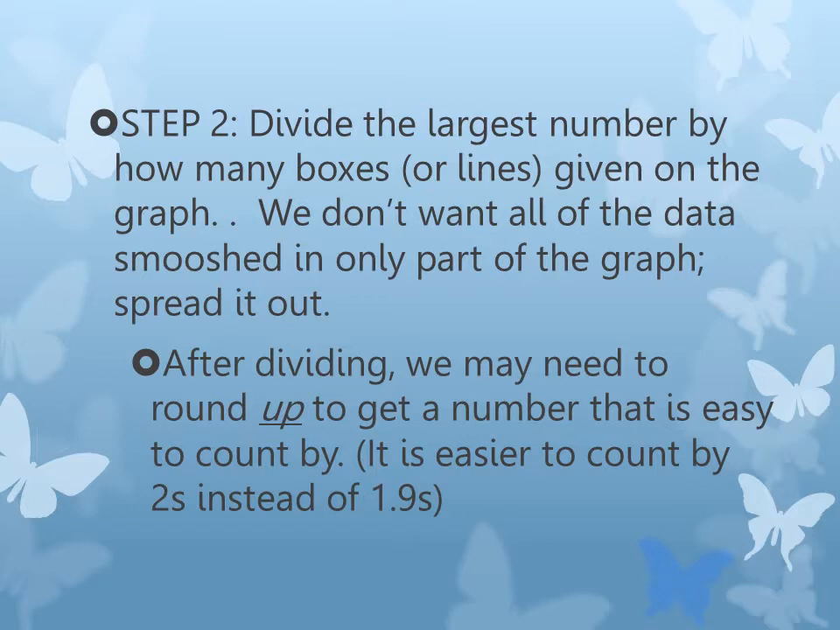We want to spread it out as far as we can. So after we divide, we might have to round up to get an easy number to count by. For example, if we get 1.9 seconds, we want to round that up to 2. It would be really difficult to count by 1.9s, but it would be really easy to count by 2s, right?